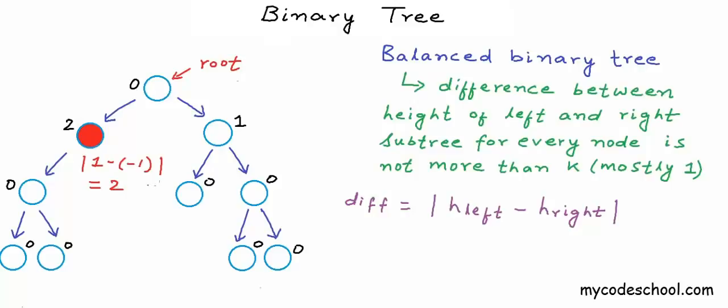We try to keep a tree balanced to make sure it's dense and its height is minimized. If height is minimized, the cost of various operations that depend upon height is minimized.